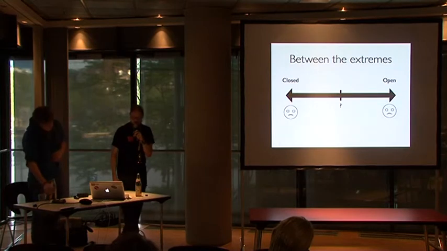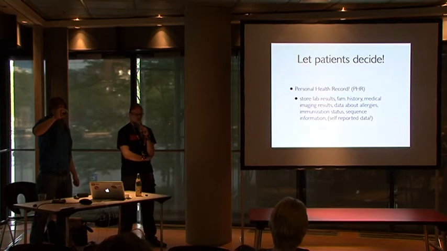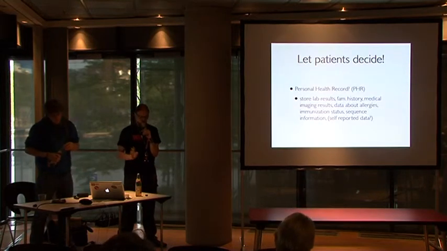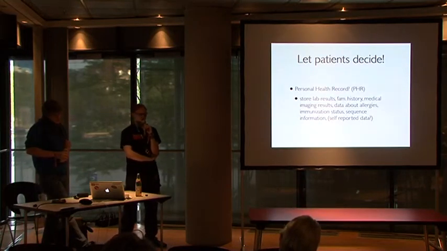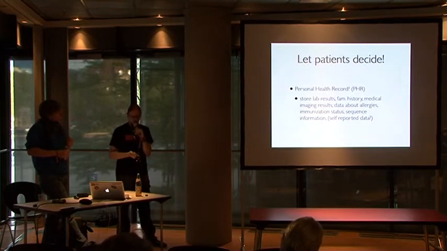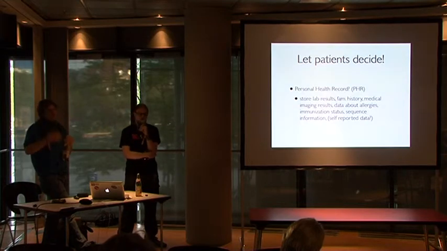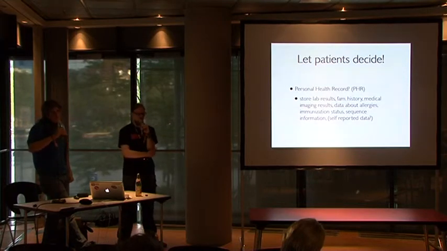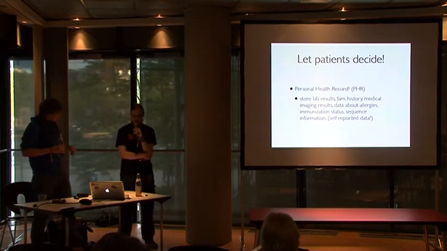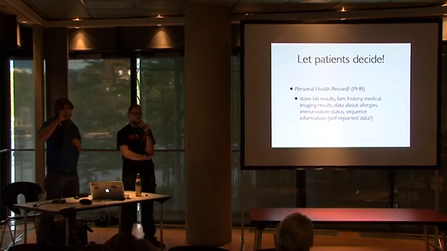Okay, so our idea on this is what the talk title says, basically let the patient decide what to do. There's this concept around, which we will present as the personal health record, where you store your lab results, which are made of blood or whatever you were tested, your family history, your medical imaging results like x-rays, MRIs, CT scans, and data about your allergies, which might be interesting. So if you're allergic to some kind of antibiotics, then you might not want to get a shot of it. Also, genetic information can be stored on this, and similarly self-reported results.